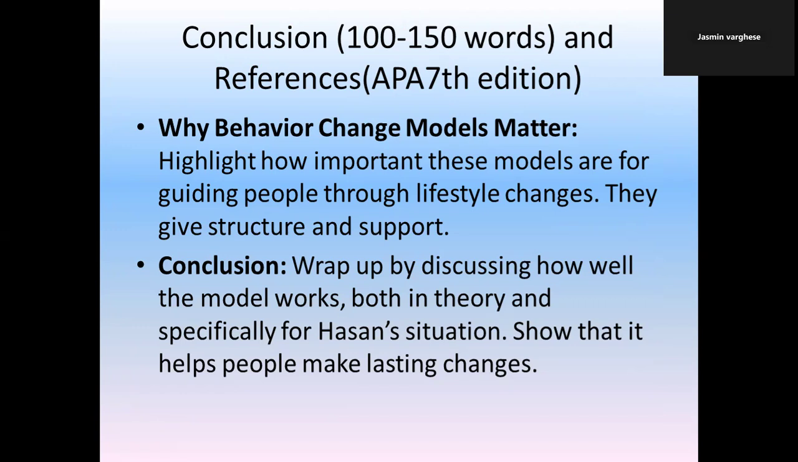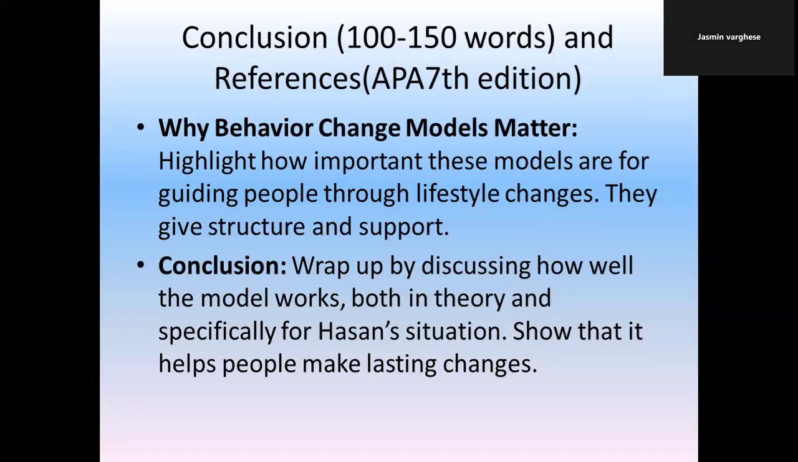So in the conclusion, you can generalize the importance of that model, how this model will help with unhealthy lifestyles, how this model will help the people who are suffering from this kind of problem. Then you just wrap up by discussing how well the model works both in theory and specifically for Hassan's situation, and show that it helps people make lasting changes. Okay, so you need to conclude, and at last you have to write your references, and references should be in APA 7th edition. So like this, you have to write your portfolio.